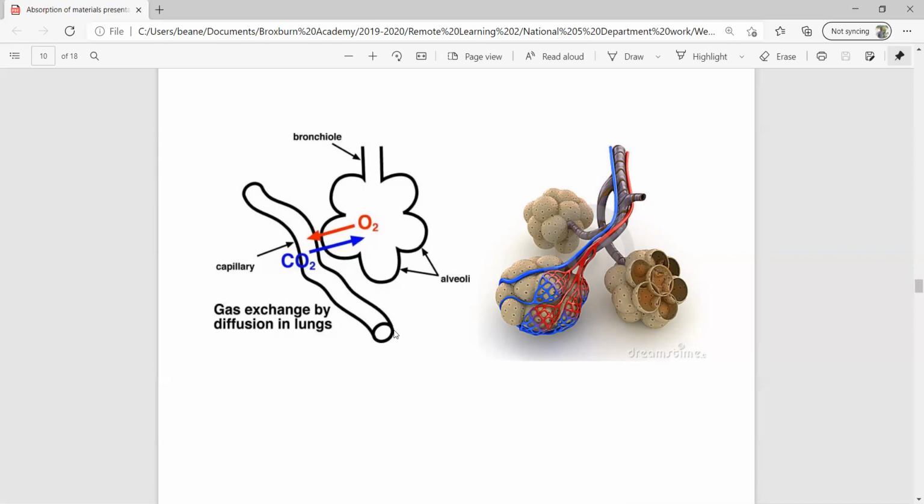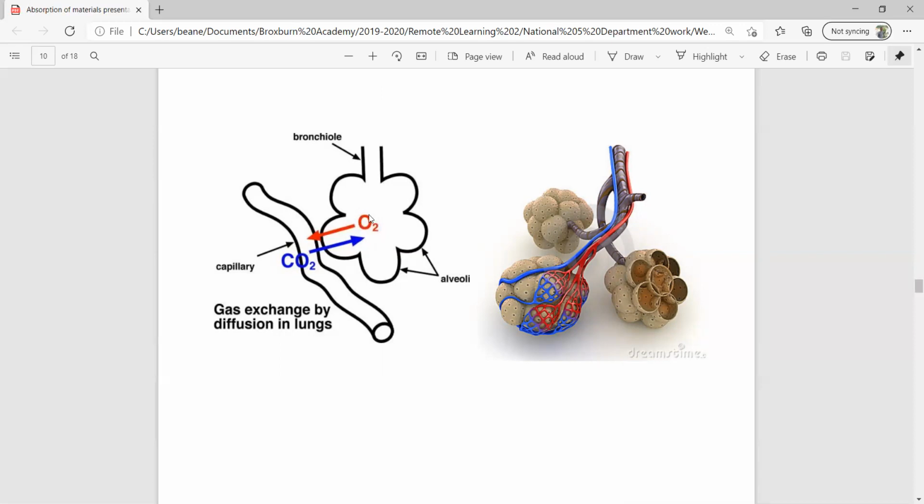So the alveoli are really, really efficient at doing this gas exchange because there is a huge number of them. There are millions and millions of alveoli within the lungs. So we've got a large number of them. They have got a similar structure to the capillary in that they are only one cell thick, which means it's easy for this gas exchange to take place.